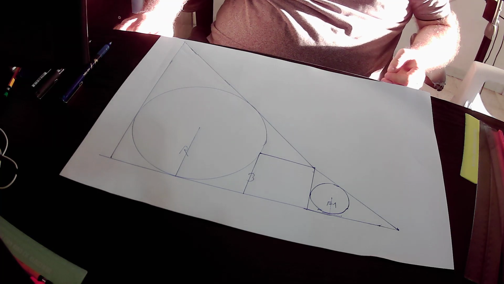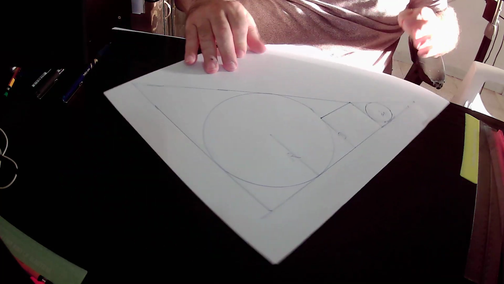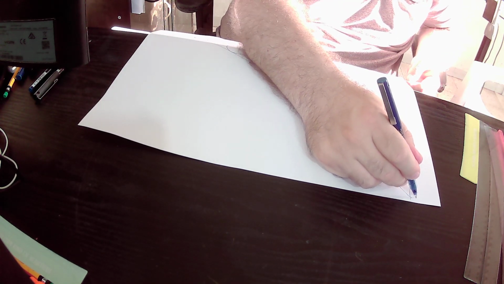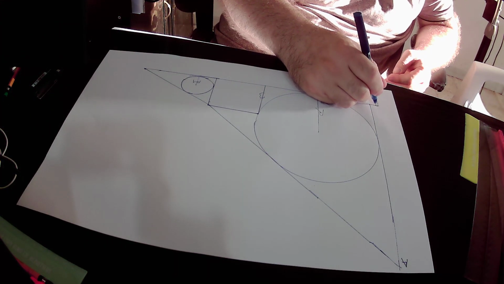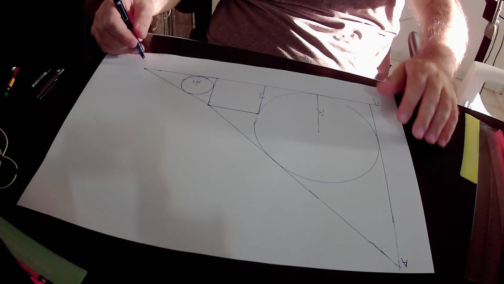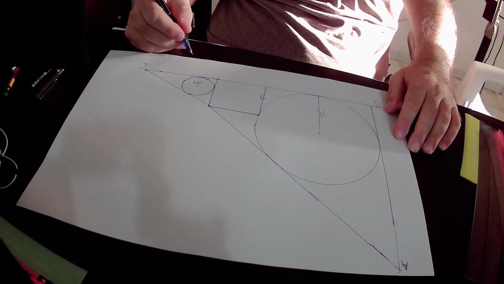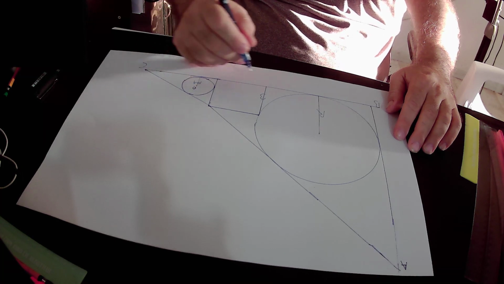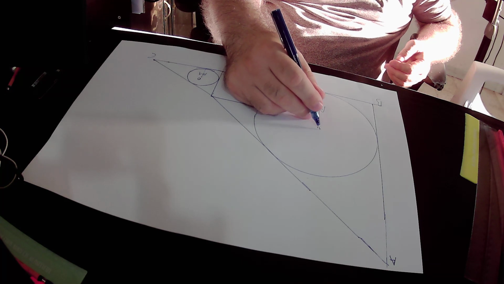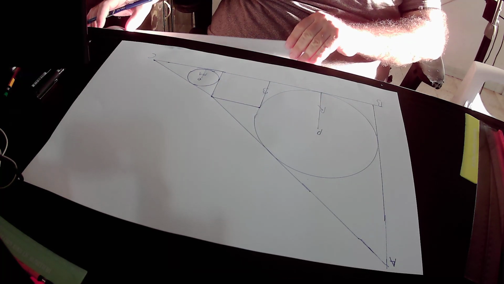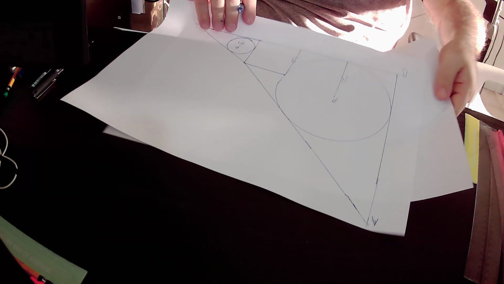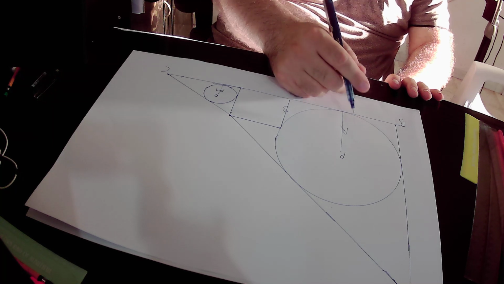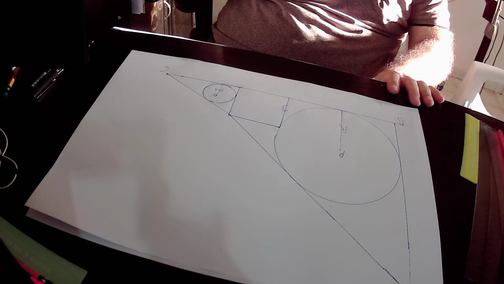this big circle. Okay, so we'll start and we'll define the vertex of the triangle as A. We'll define this vertex as B. We'll define the vertex here as C. We'll define the center of the small circle as point O. We'll define the center of the big circle as point P. We will define the point of tangency of side BC and the radius of the circle as point M.